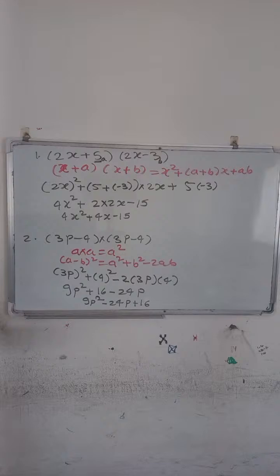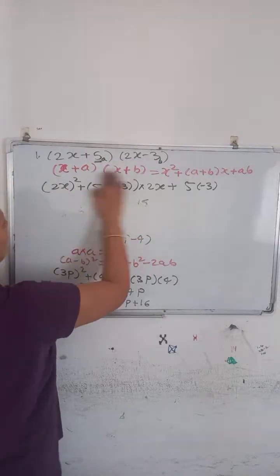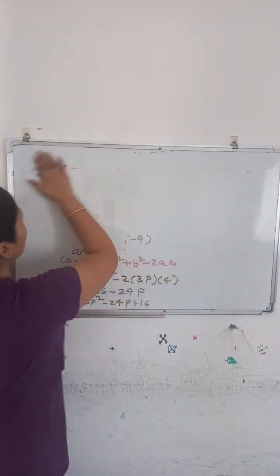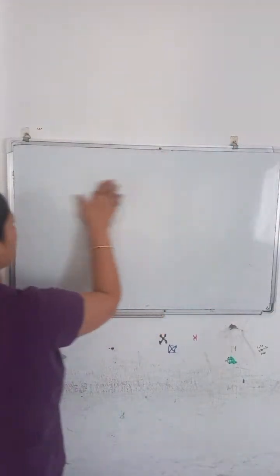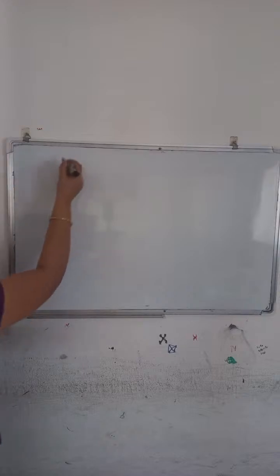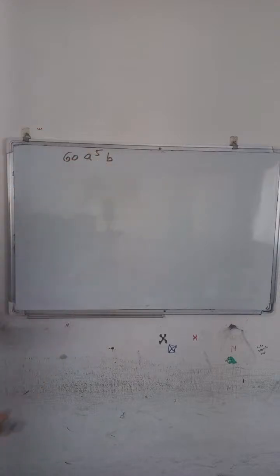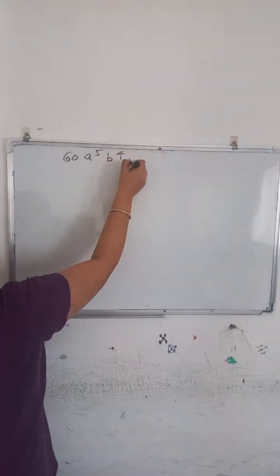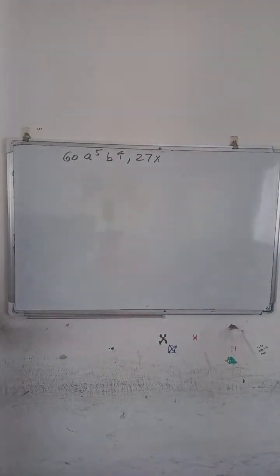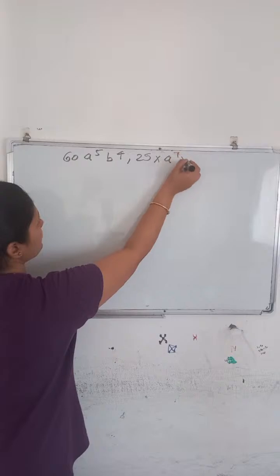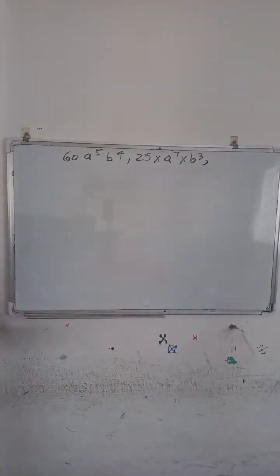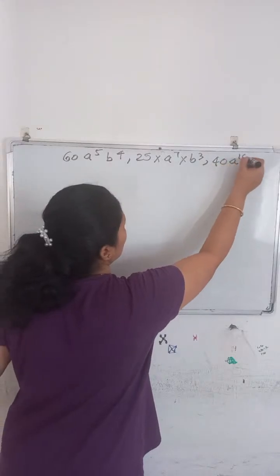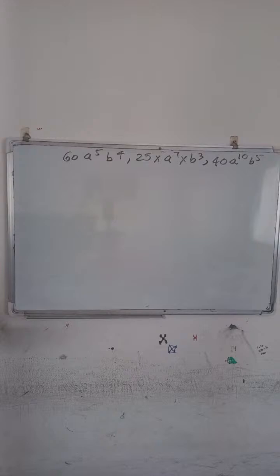Find the common factor of. Okay, so here we can write, find the common factor of the values given: 60 a raised to 5 b raised to 4, 25 a raised to 7 b raised to 3, and the last term, 40 a raised to 10 b raised to 5. Okay, so this is the question.